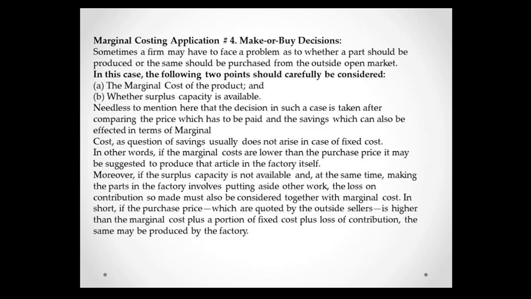The next is make or buy decision. Sometimes a firm may have to face a problem whether a part of a product should be purchased from outside or in an open market. In this case, 2 points should be taken into mind. First one is we have to see the marginal cost of a product. Here we should ignore the fixed cost and see whether it is available in the market. We can move on directly to the problem.